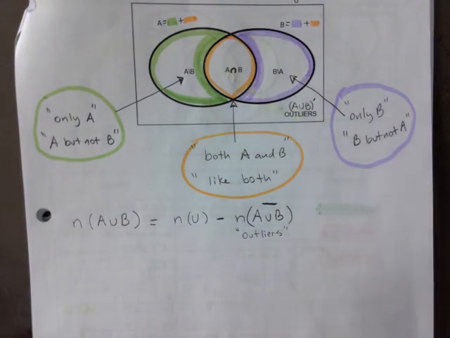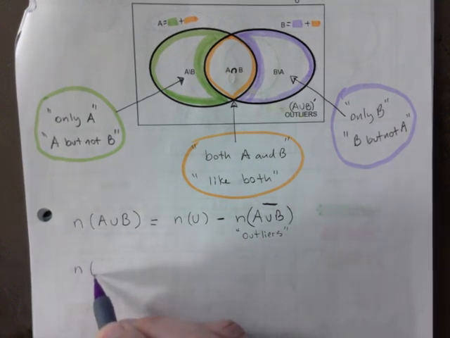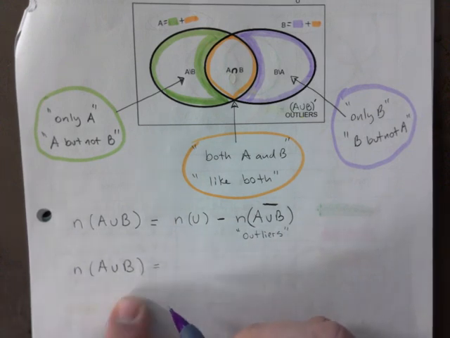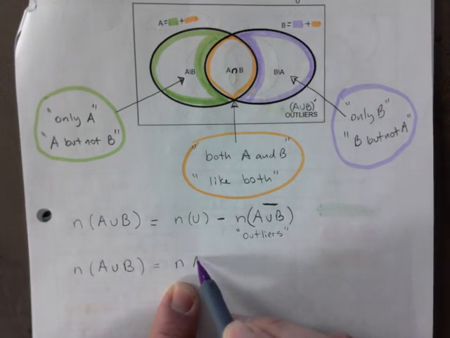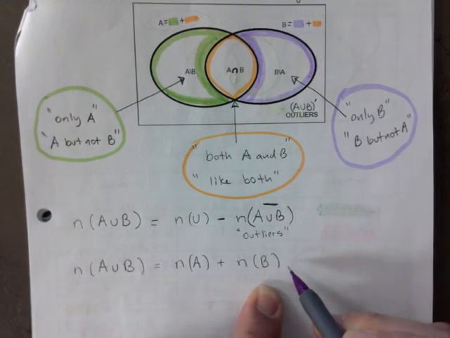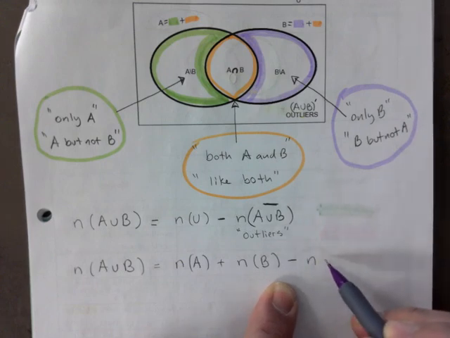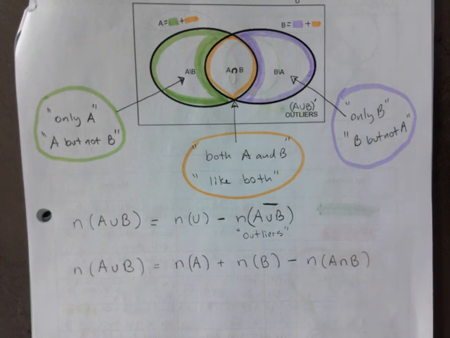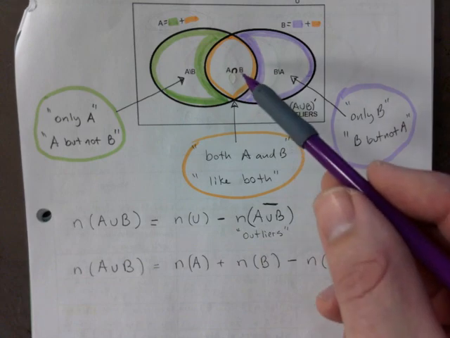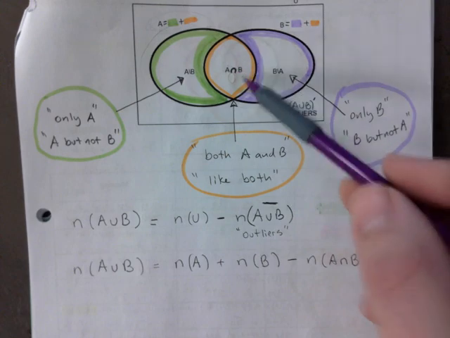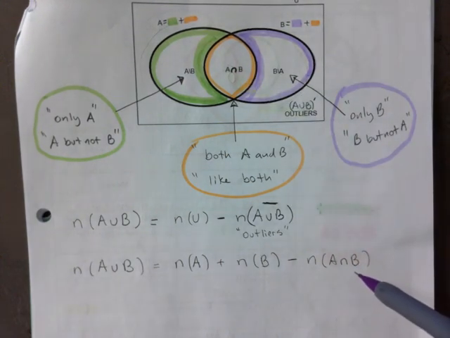Next, another version of this would be n of A union B. This is the one you know. You take the elements of A, you add the elements of B, and you have to subtract the ones they share. You take away the area that is shared, otherwise you're double counting. If you add A and B, you've got to subtract this because otherwise you're counting it twice.